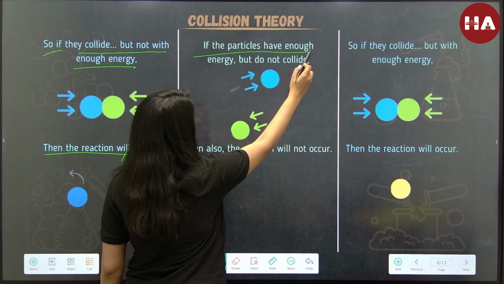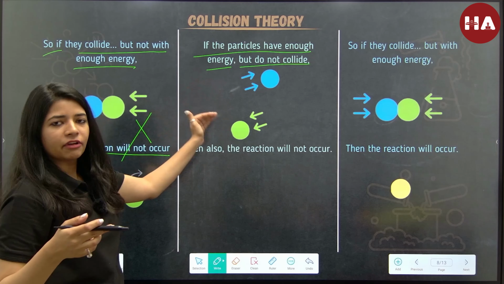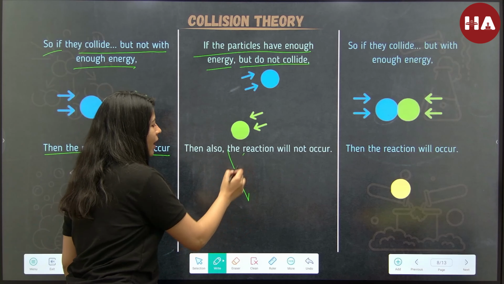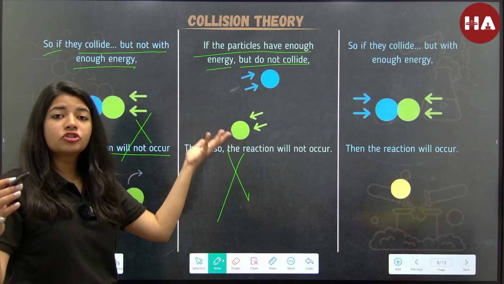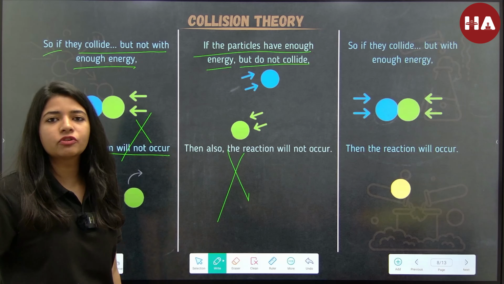If the particles have enough energy but they do not collide, now they are having their activation energies but they are not colliding, then the reaction will not occur. Why? Because collision is necessary for a reaction to take place. So if they are not colliding, it means no reaction will take place.